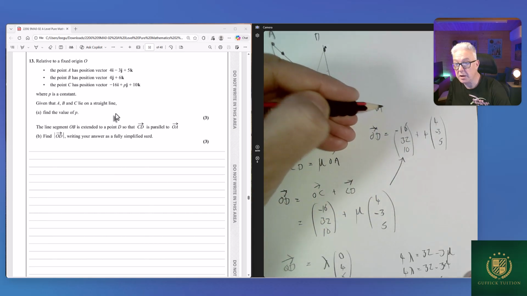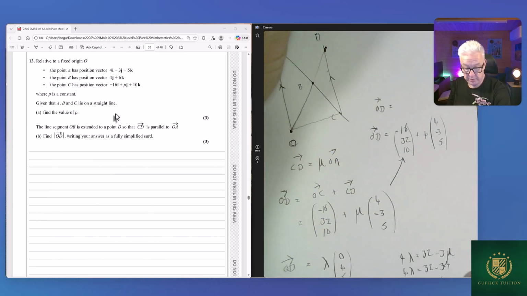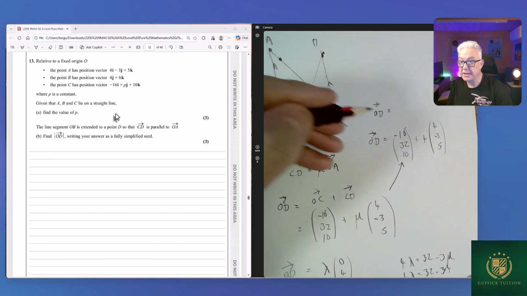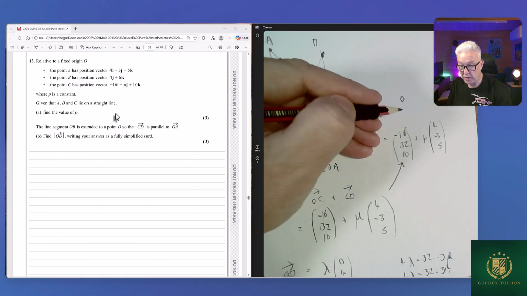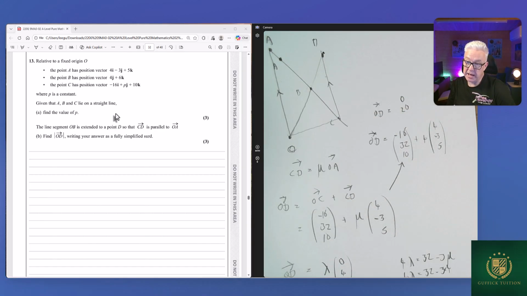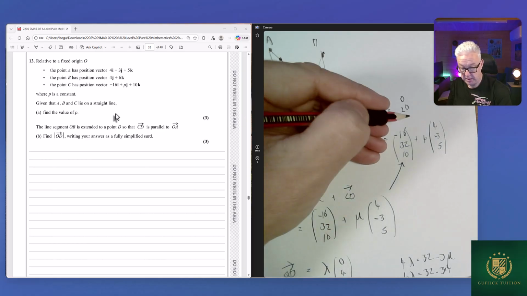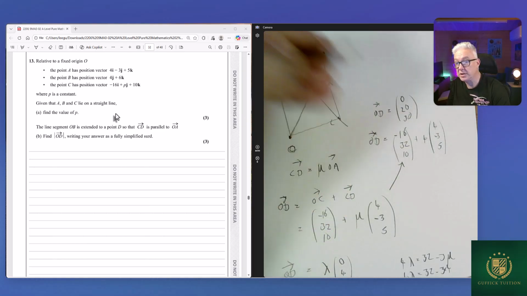Which means that O to D turns out to be minus 16 add 16, which is 0, and 32 take away 12, which is 20, and 10 add 20, which is 30. So that's what our O to D is.